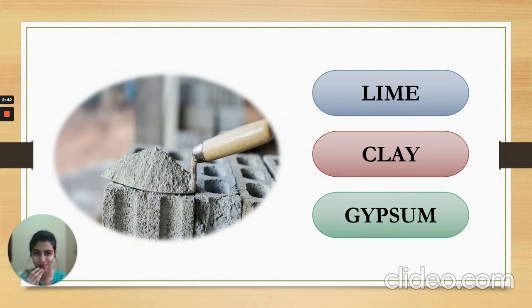Let's look at it now. So cement is nothing but a mixture of three things. Cement is a powder which we get by mixing three substances. We grind all the three materials. What are the materials? They are lime, clay, and gypsum. Can you all repeat? What are the three materials to make cement? Lime, clay, and gypsum.